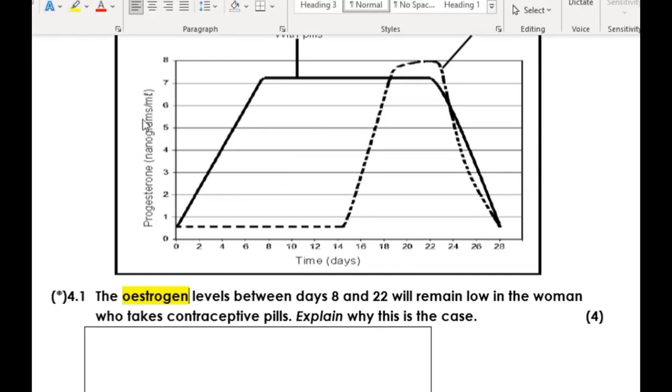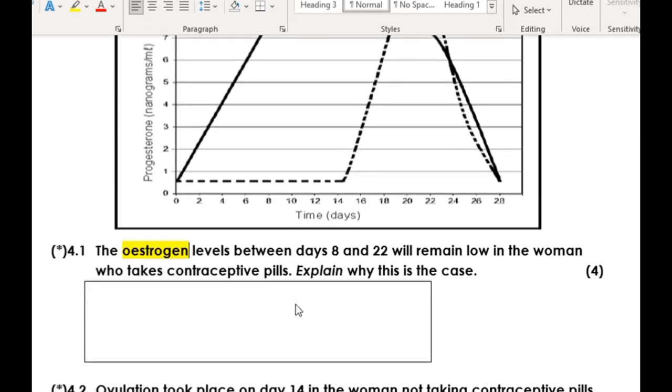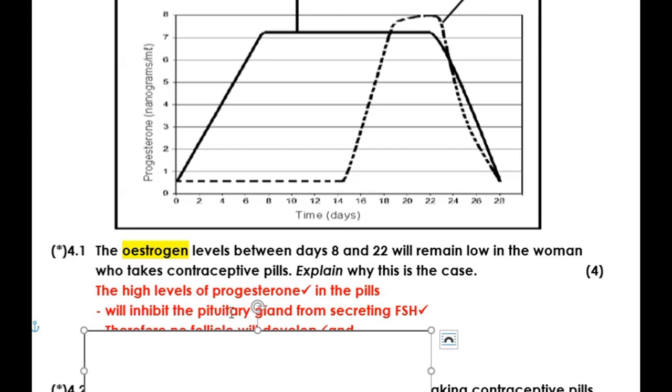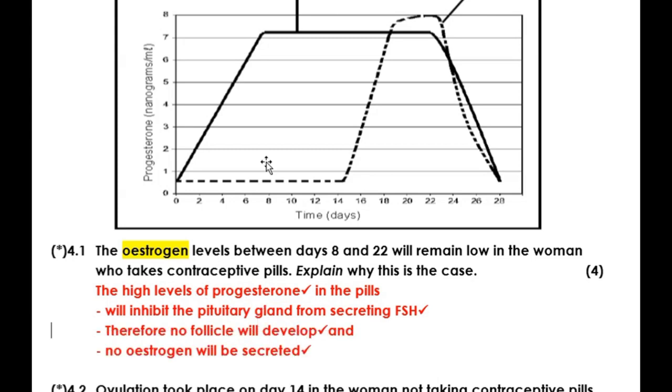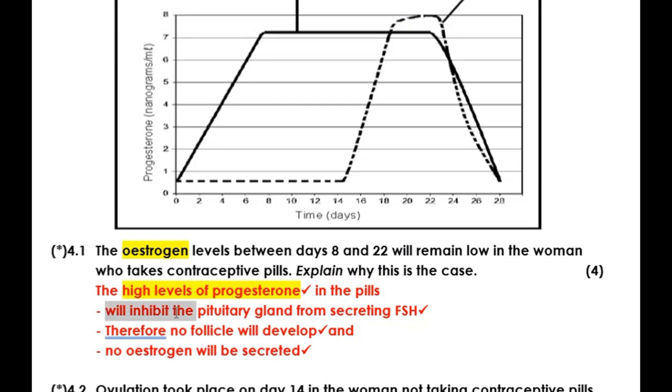You have to understand the menstrual cycle. So what is the relationship between estrogen and progesterone? You can write this down for yourself. Progesterone will inhibit estrogen. So if there's progesterone levels, then estrogen will be inhibited. Okay. So when you explain this, you say the higher levels of progesterone, because the levels of progesterone remain there, let me just highlight that. The higher levels of progesterone will inhibit the pituitary gland from secreting FSH, we know that.